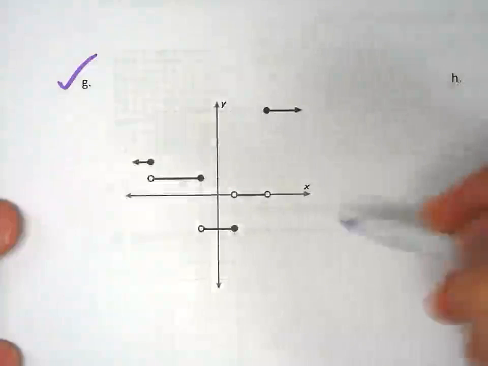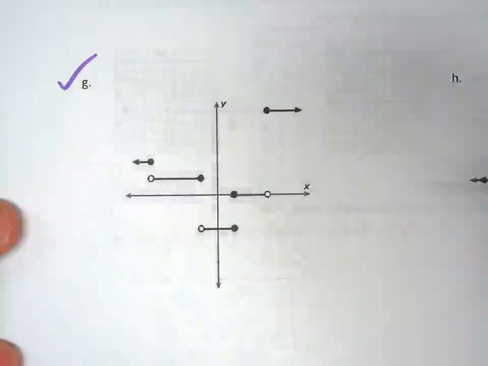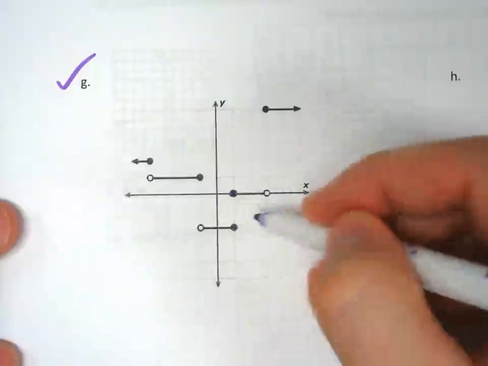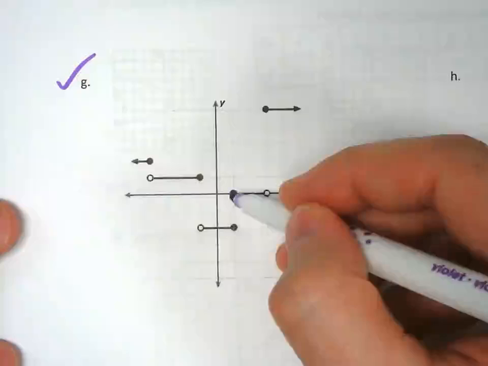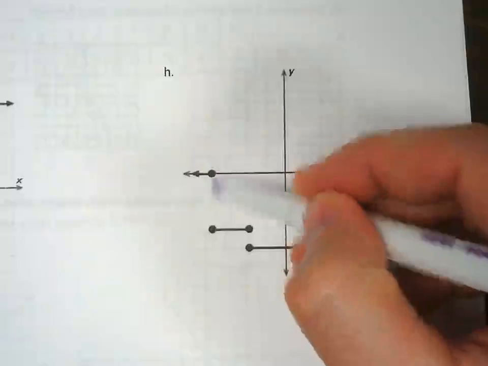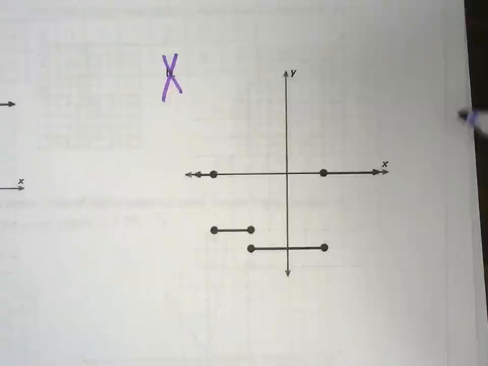The only way it would not be a function is if this dot was a closed dot as well. If that were a closed dot, then you can't have two closed dots on top of each other. That wouldn't be a function. But because it's an open dot, then it is a function. H is a great example of this. Notice closed dot on top of each other. That's no good, so H is not a function.